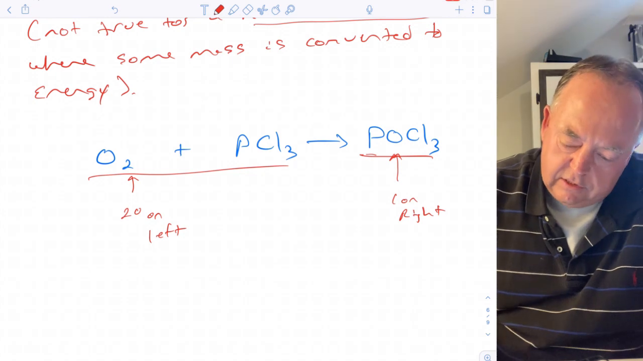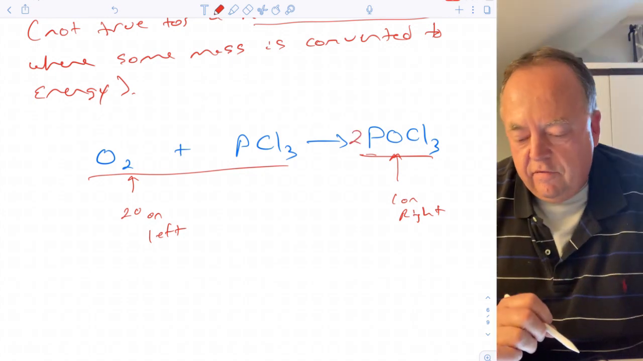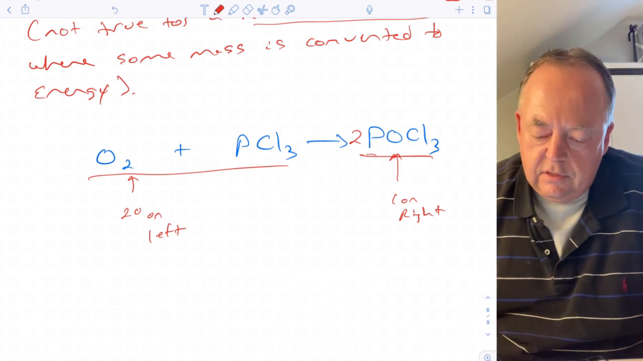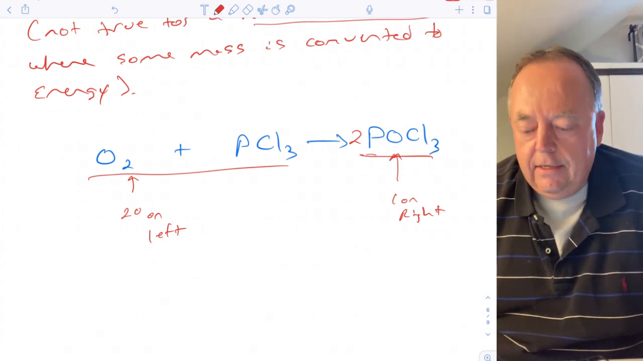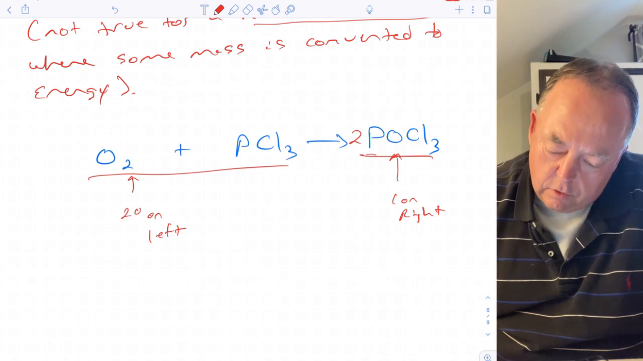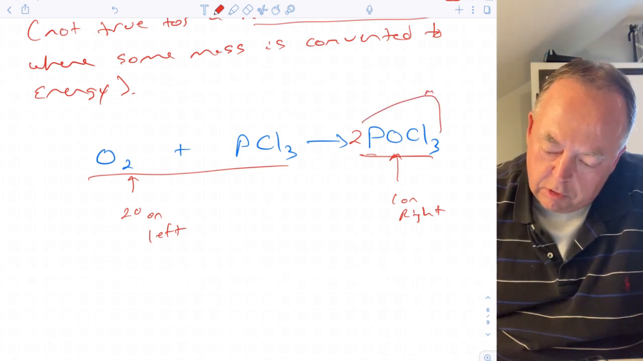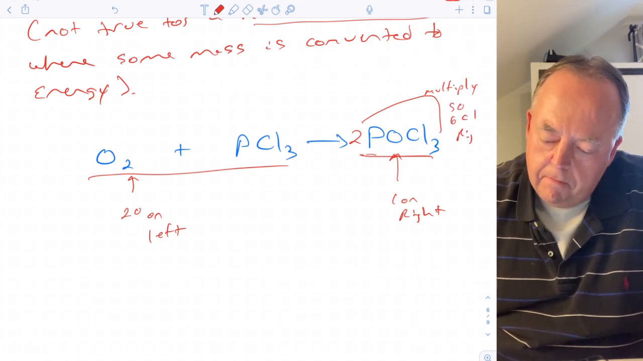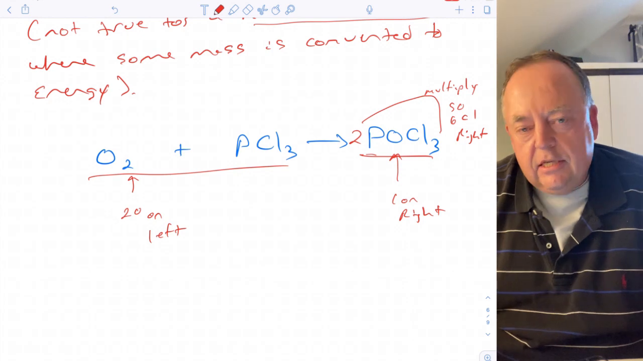So the way that you would fix this is you would put a 2 here in front of the chemical compound. So that means now there's 2 phosphorus and there's 2 oxygens on the right. And there's how many chlorines? Well, you would take this and take that and you would multiply. So there's 6 chlorines on the right. And so you need 6 chlorines on the left.